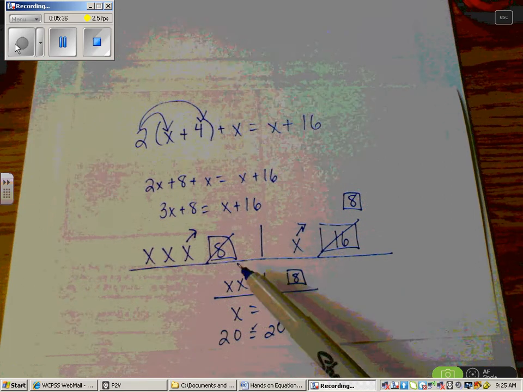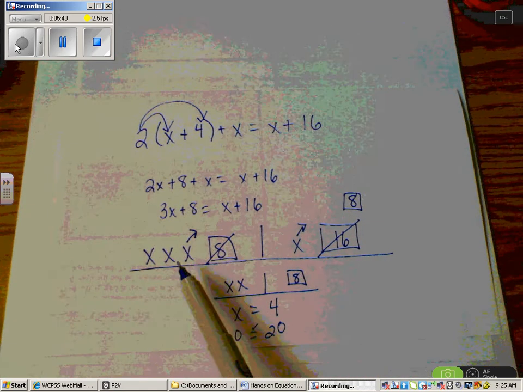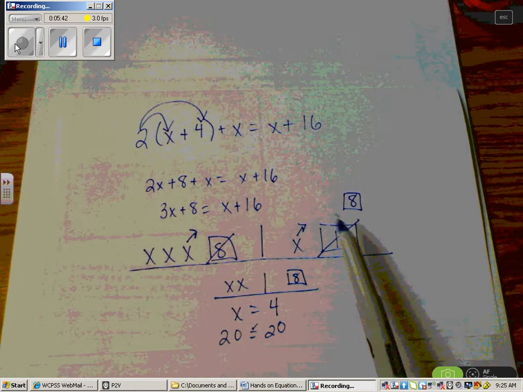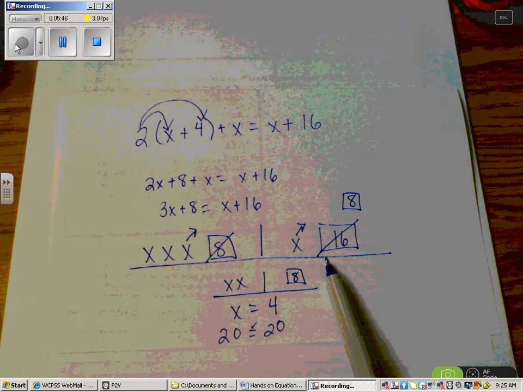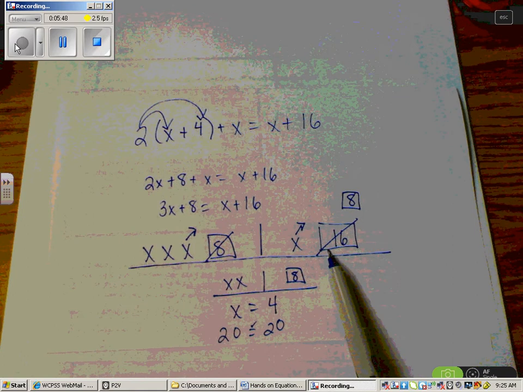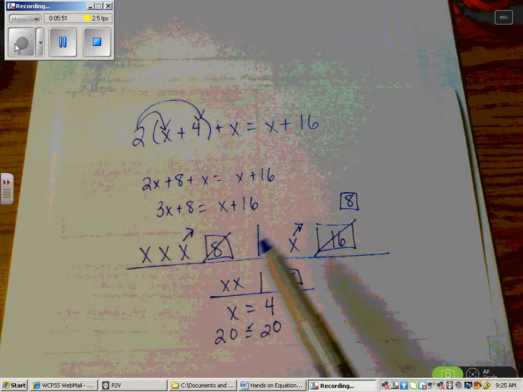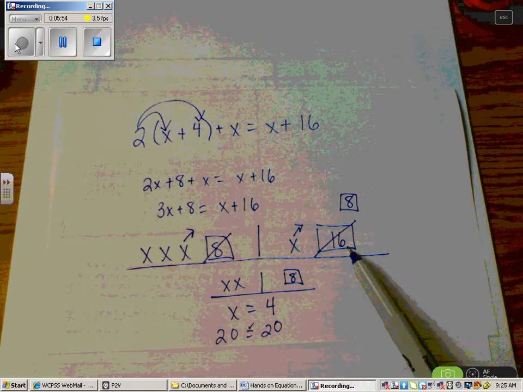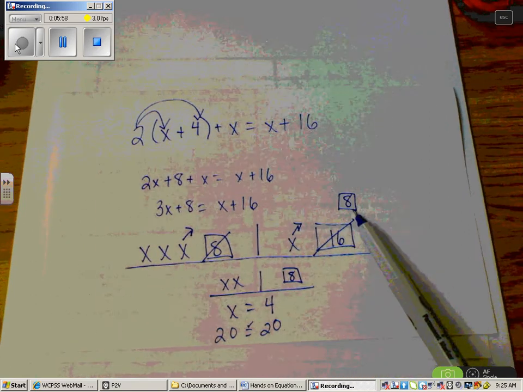Okay, so here is what I built on the scale. I have 3x plus 8 equals x plus 16. Since I don't have to rely on my manipulatives, I can just make one number cube. I showed my legal moves. I took a variable away from each side. I took 8 away from each side. On the left, I was left with 0. On the right, I was left with 8.